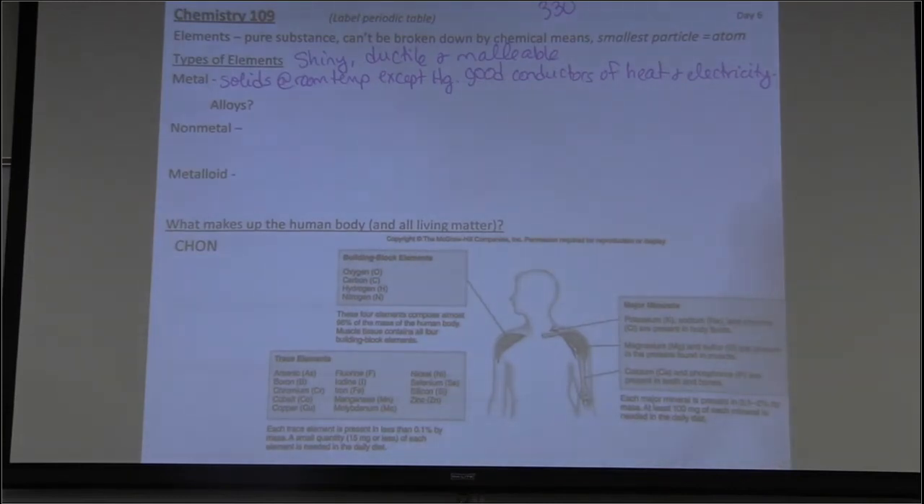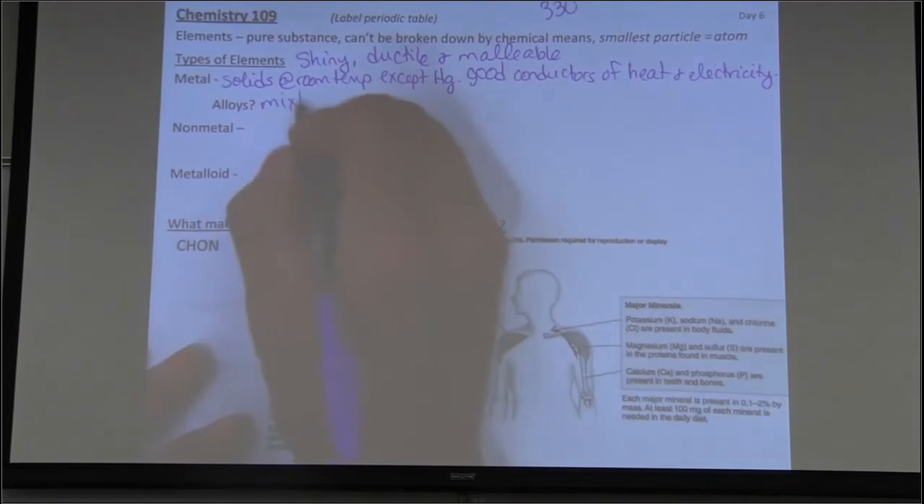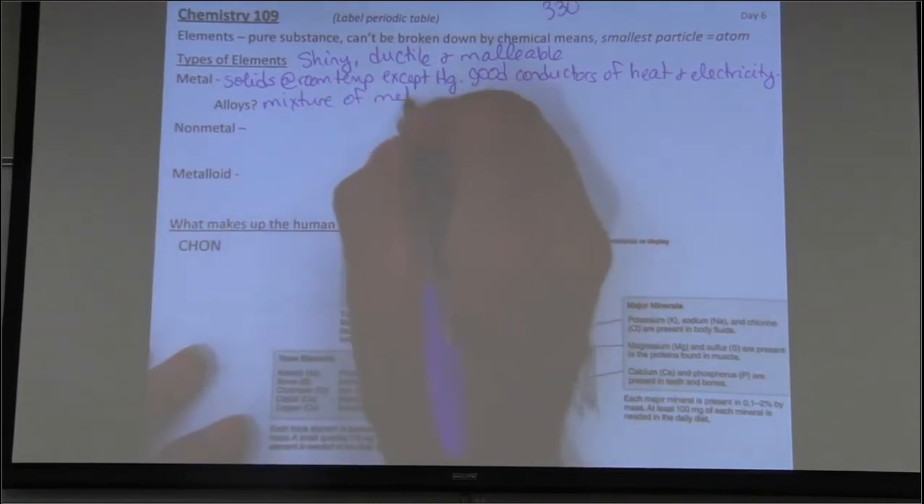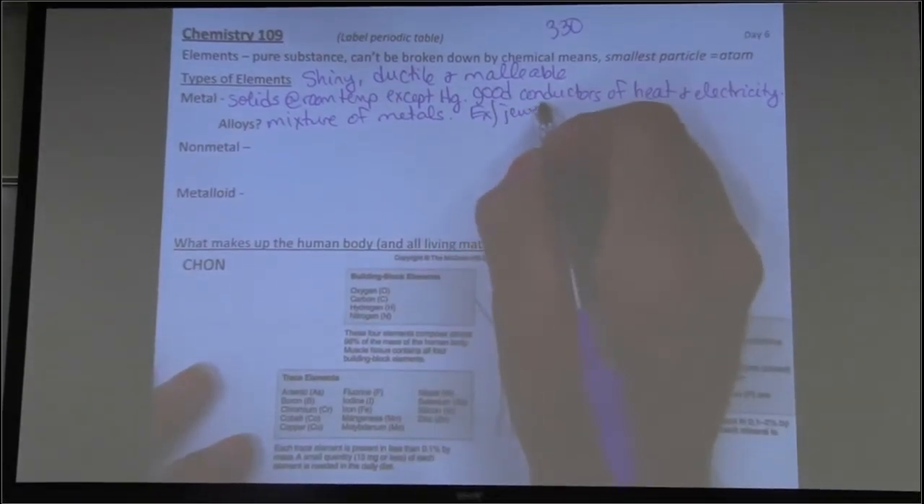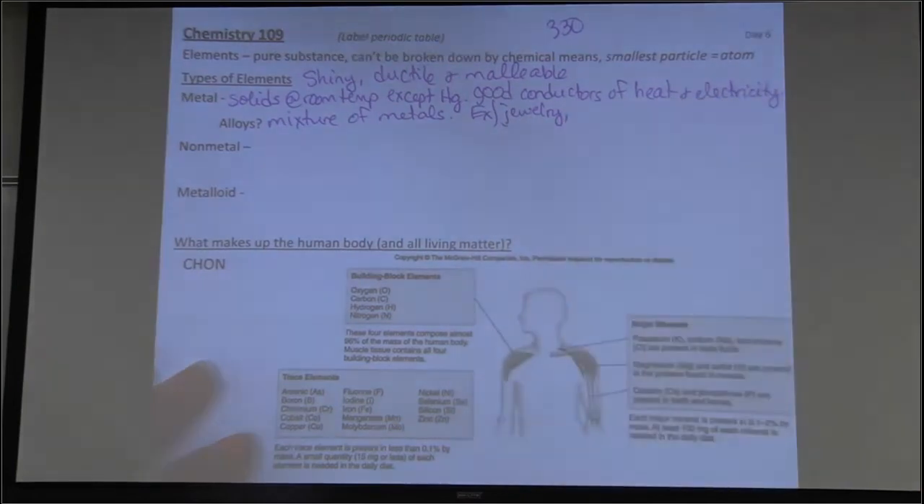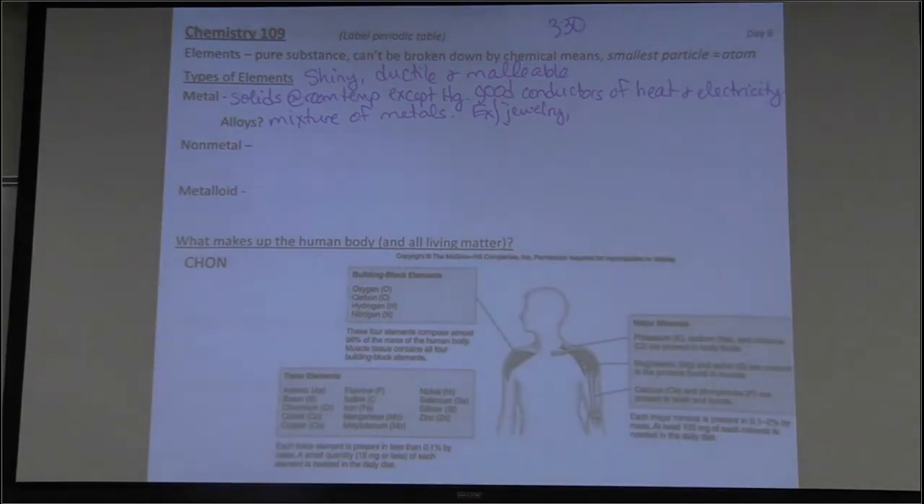Now, alloys is a special word. I may have mentioned this word before. I don't remember if I did, so I'm going to throw it in here. What is an alloy? I said I wasn't going to talk about mixtures except right here. It's a mixture of metals. An alloy is a mixture of metals. And some examples of those are your jewelry. Almost all of our jewelry is alloys of metals or mixtures of metals. They're alloys. What are some other examples of alloys?